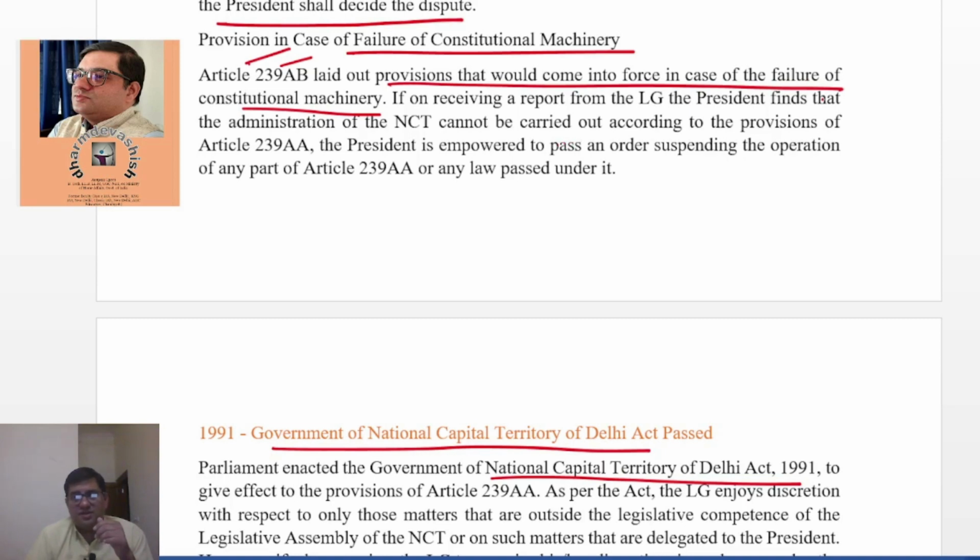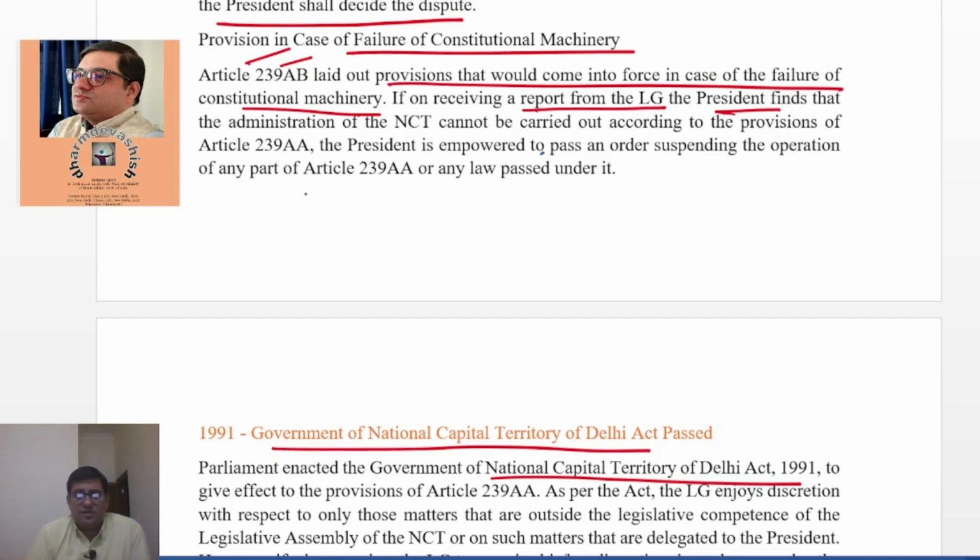The reporting procedure is that the Lieutenant Governor would be making a report, presenting a report to the President, and if the President via that report comes to the conclusion that the administration of NCT is not being carried out in accordance with the provisions of Article 239AA, then in such a case, provisions under Article 239AB can be operationalized, can be utilized.